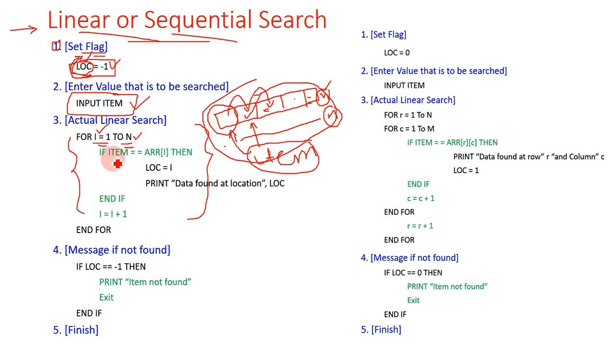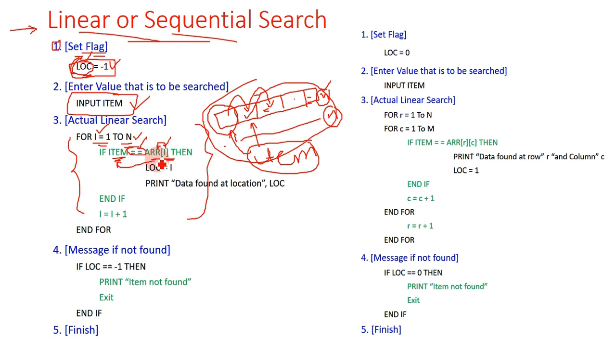So a single if statement can do this. If item is equal to, and this is the comparison operator, not the assignment operator, so a double equal sign is used. This is not like LOC assigned with a value of -1. So if item is equal to ARR of I, where ARR is the name of the array, the value at the ith location of this array, if this is equal to the item, it means that the item is found.